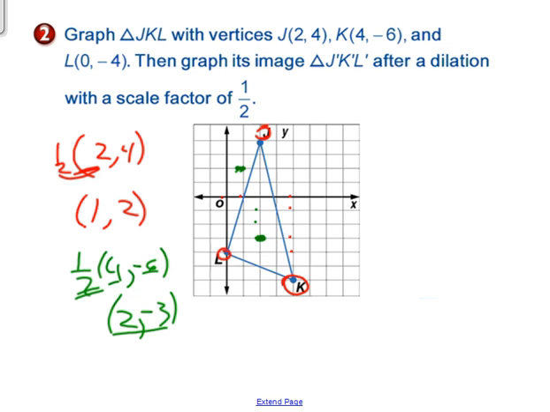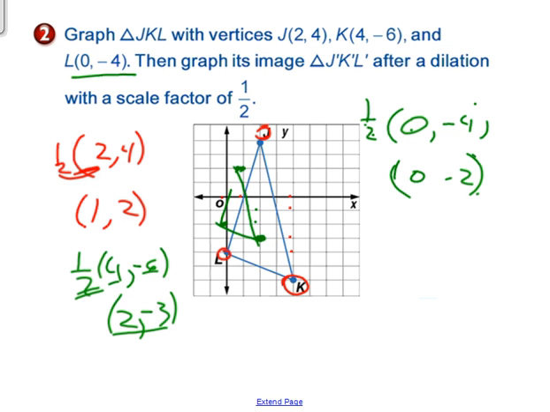The third point here is 0, negative 4. Also take that times 1/2. Well, 1/2 times 0 is 0. 1/2 times negative 4 is negative 2. So I've got to plot the point 0, negative 2. 0, negative 2 is right here. And the green lines then become my dilation with a scale factor of 1/2.